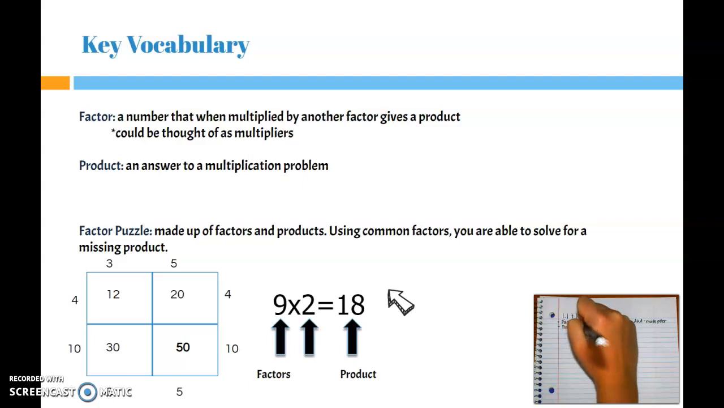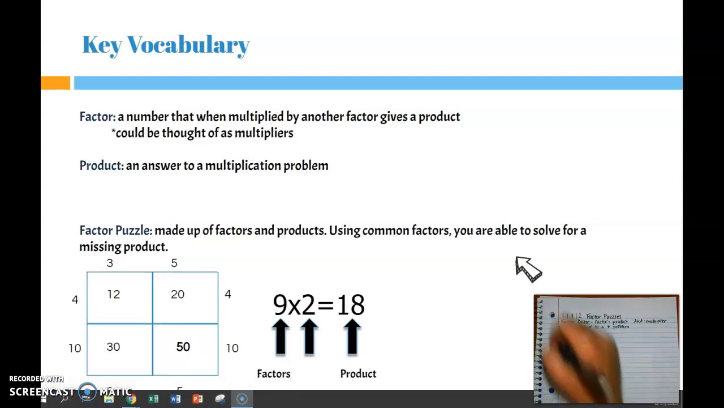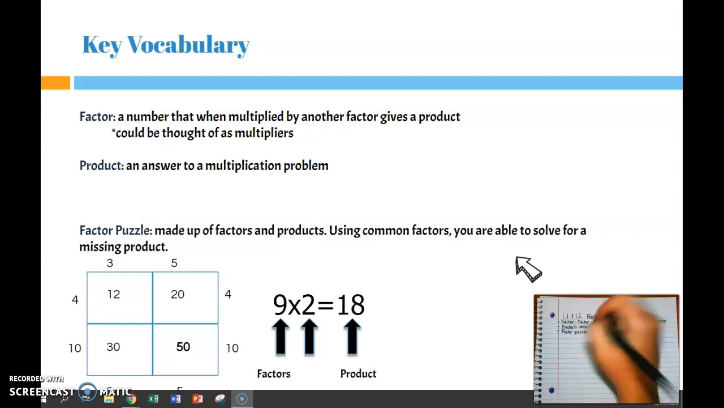A product is an answer to a multiplication problem. You can write out the word multiplication or you can just draw a symbol. Remember, if I'm going too fast for you, you can pause it, you can rewind it, you can go at your own speed with these digital notes. The next vocabulary word, which is probably a new one to you, is a factor puzzle. A factor puzzle is made up of factors and products.